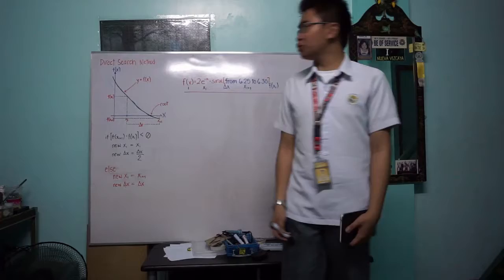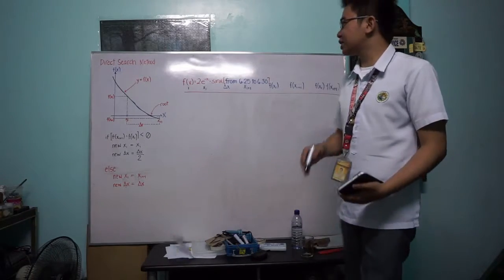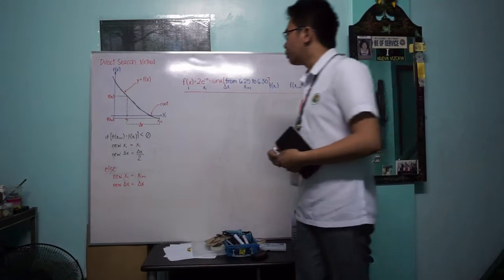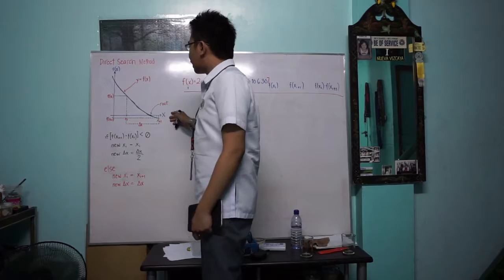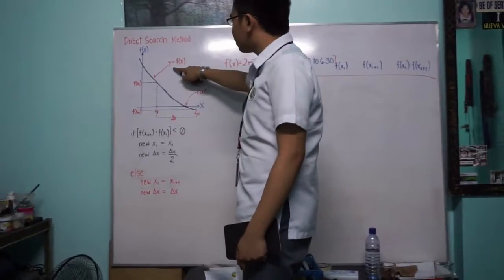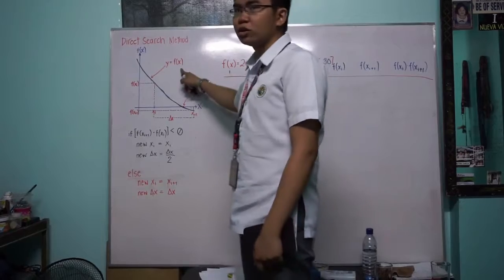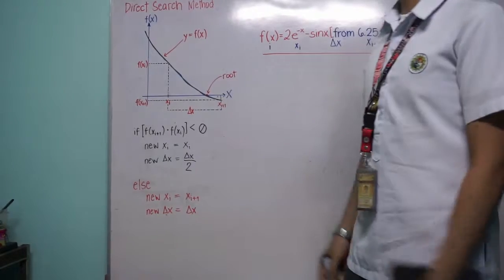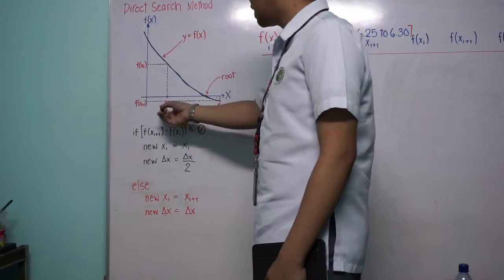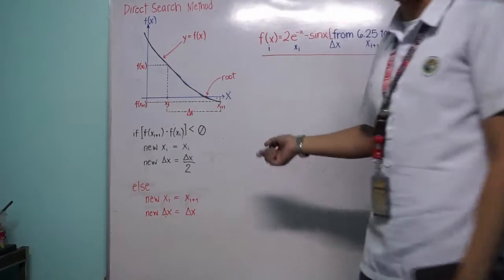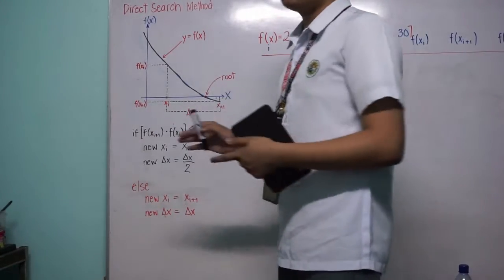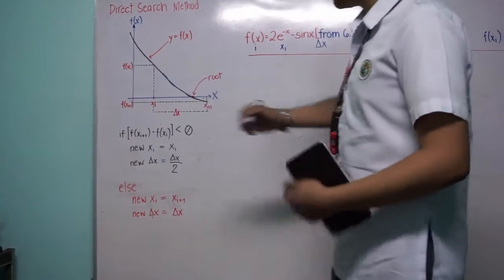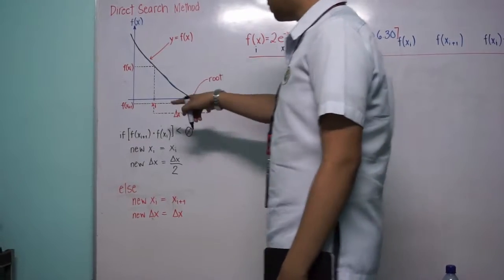Hi, I'm here to teach you about the direct search method, which is used to find the roots of an equation, whether it's linear or non-linear. In this graph, the black line is represented by y equals f(x). That is the function in this graph. Then we are given the range x_i to x_i+1, which is the interval where we will search for the zero of f(x). And delta x is the difference between these two values.